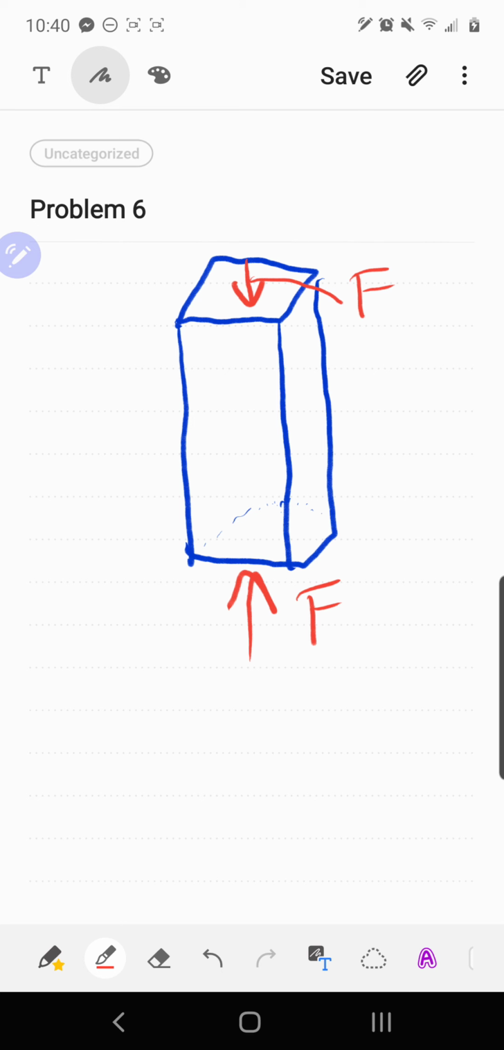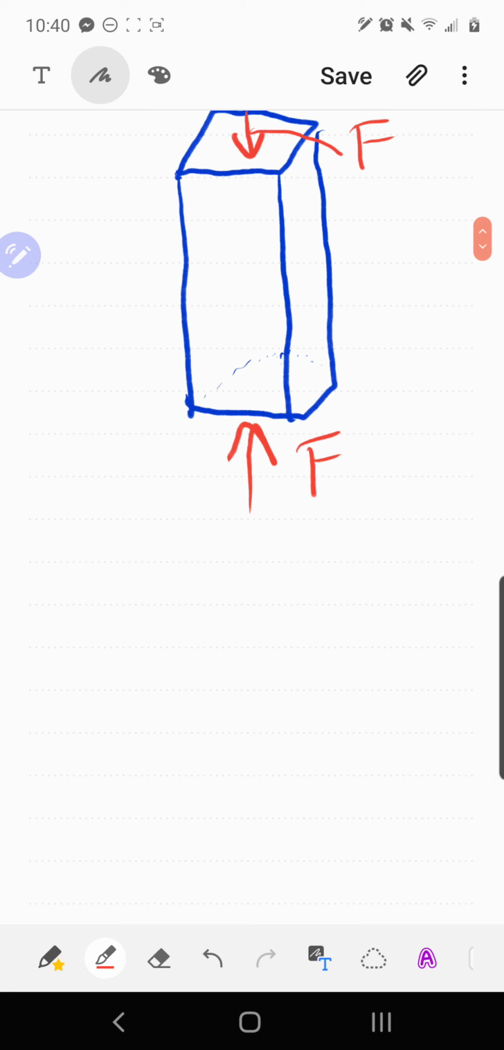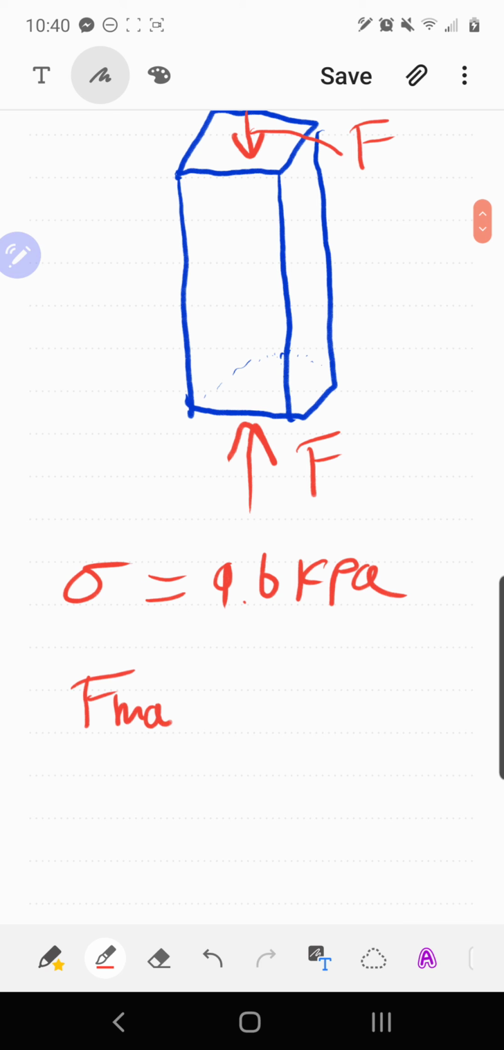What is the approximate maximum load if the compressive stress cannot exceed 9.6 kilopascals? So the compressive stress cannot exceed 9.6 kPa. We want to know what the maximum load is. What is F max, or what should F be if the stress cannot exceed this number? Alright, so based on what we've done the rest of the time, what do we think we should do? Yes, we're going to find an equation for F max, because our handbook definitely will have that too.